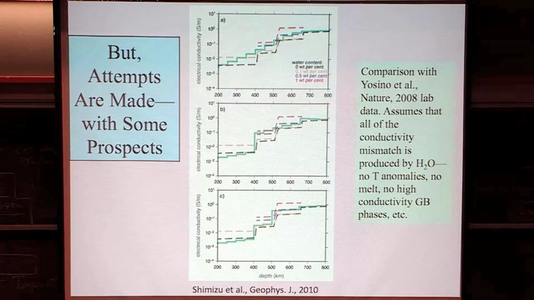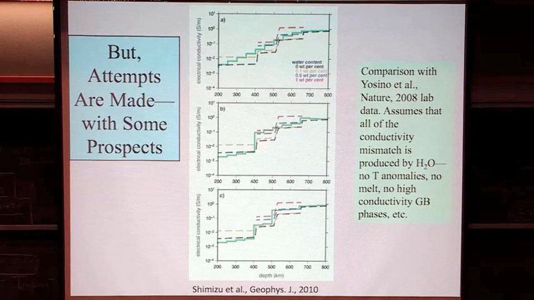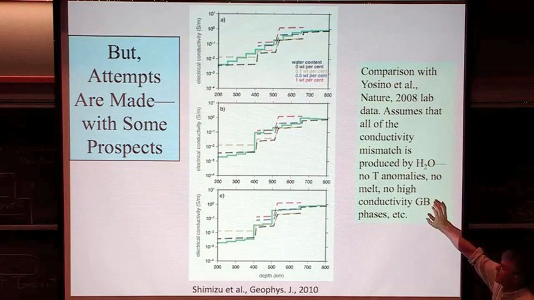So the key point I would take away is simply that the electrical conductivity, at least under the North Pacific, is higher than the anhydrous conductivity of a likely mineral assemblage under comparable pressure-temperature conditions. There's a lot of things that can generate high conductivity: temperature anomalies, melt, high conductivity grain boundary phases.